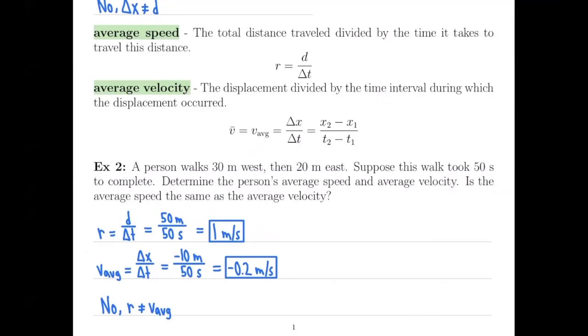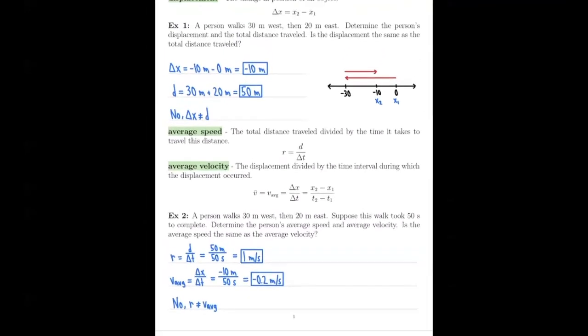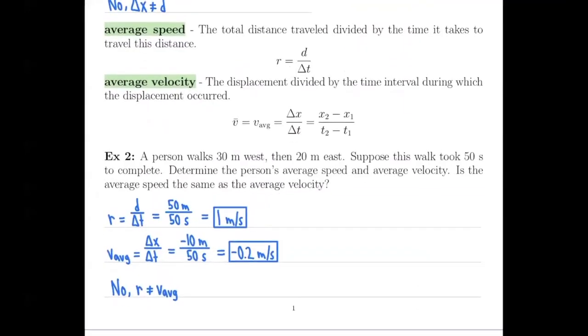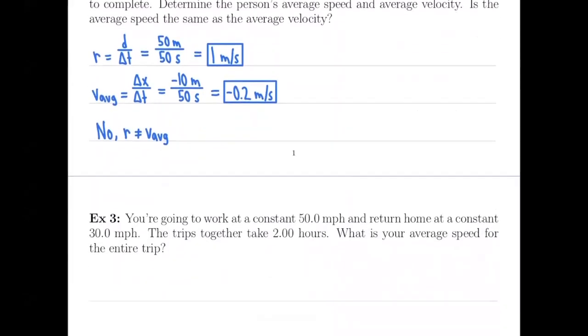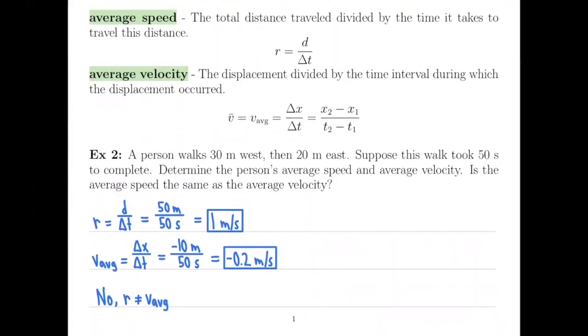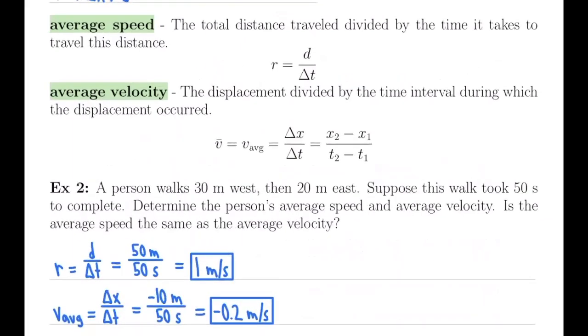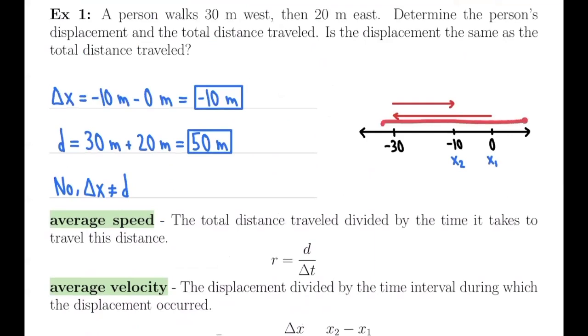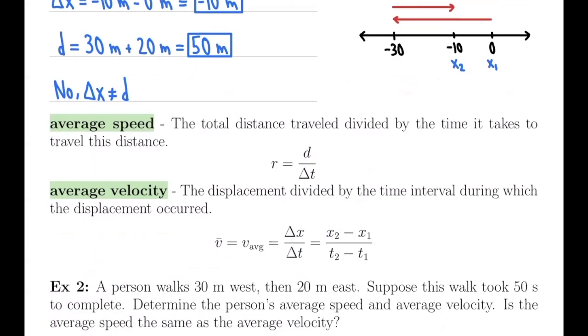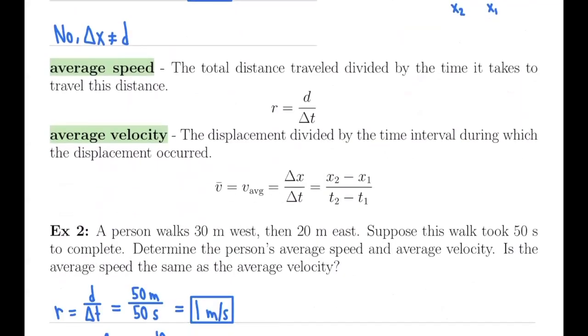Does anyone have any questions on displacement, distance, average speed, average velocity? When are speed and average velocity the same? That would happen when the distance is the same as the displacement. Basically the object is moving in one direction and not turning around, then the distance will be the same as the displacement, and you'll have the same value for average speed and average velocity.